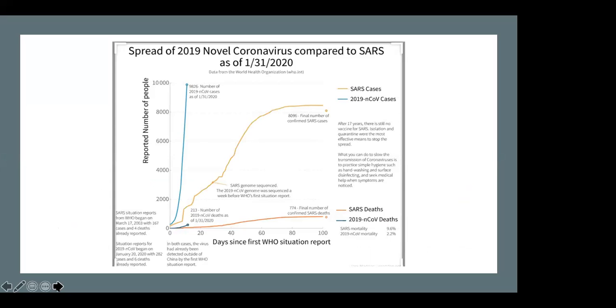Spread of 2019 novel coronavirus compared to SARS as of January 31st, 2020. In the SARS case, before 60 days, the number was going up. However, it was over. So it will happen to coronavirus as well. Next, please.